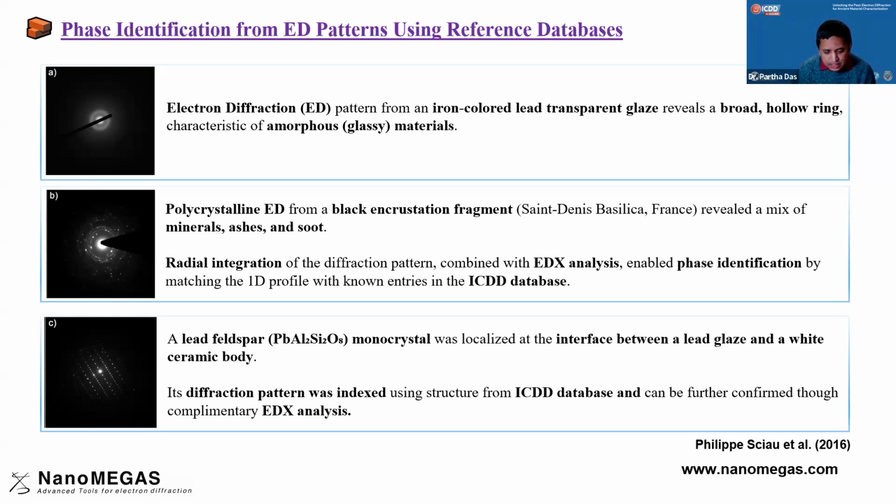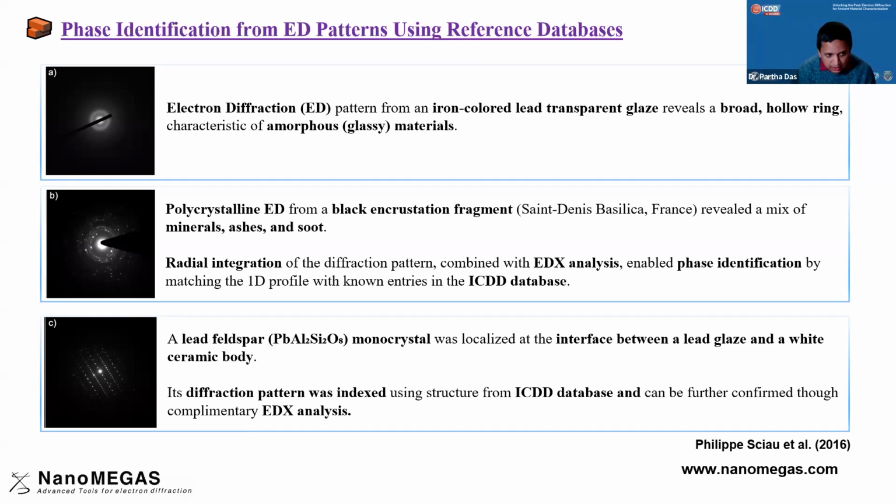The first example comes from a material which is a transparent glaze, and it gives an amorphous diffraction pattern. And this confirms the material is amorphous. Then it could be a material like example number 2, where it gives a polycrystalline diffraction pattern. In that case, you can do some radial integration, and then you can do phase analysis using the ICDD database, combining EDXS to help you pinpoint the mixture of phases present in this sample.